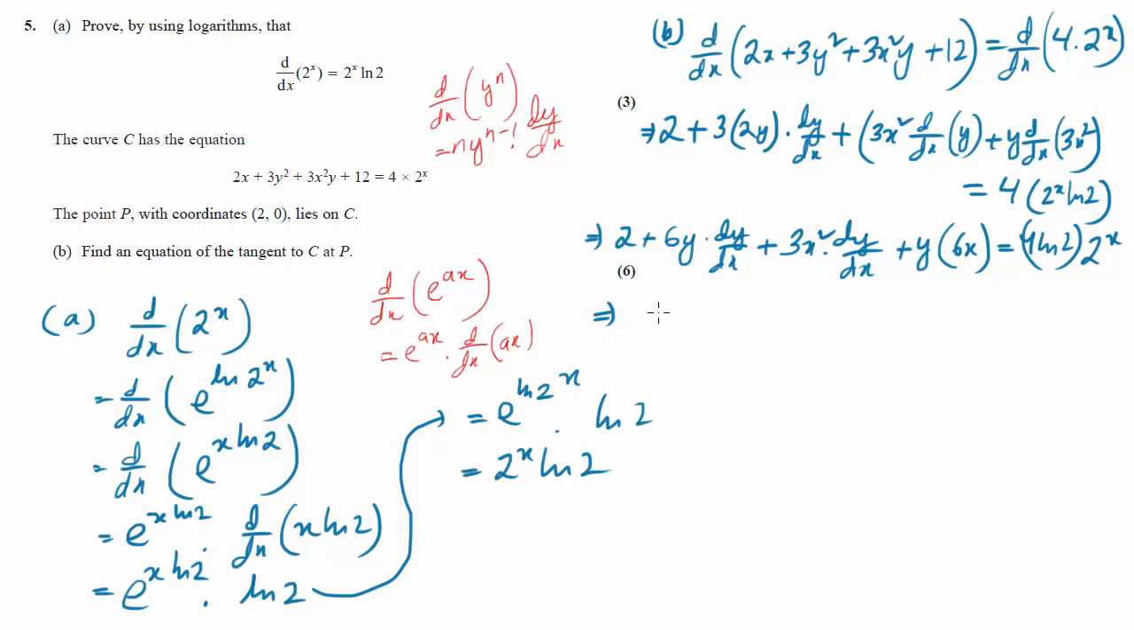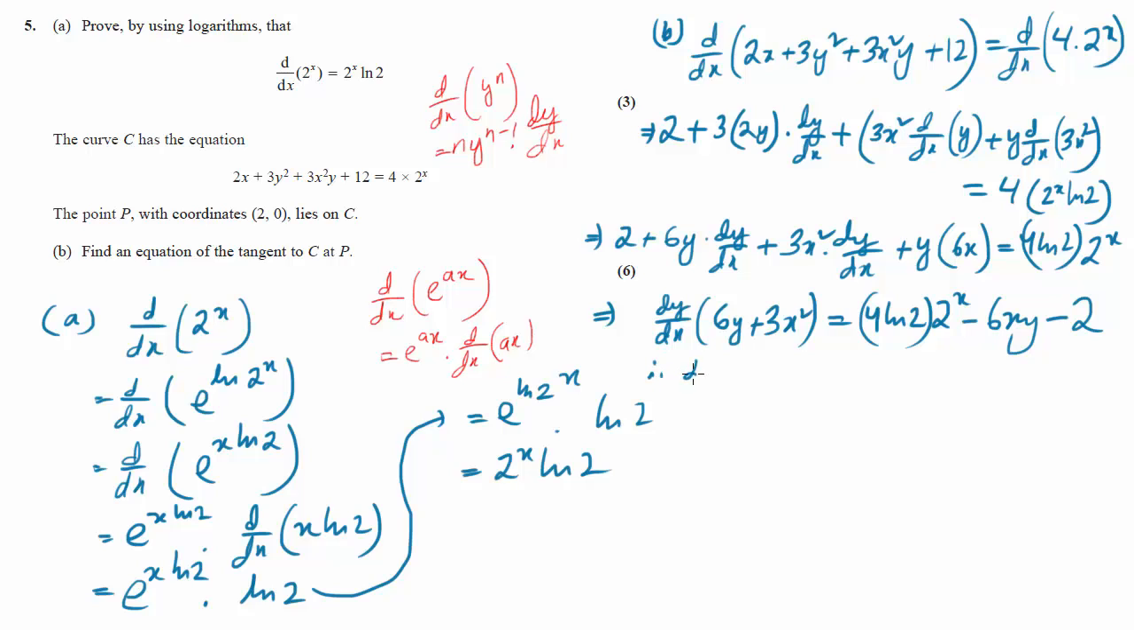So what we can do is bring dy by dx on one side. So dy by dx is going to be 6y plus 3x squared if we take it common, and let's send everything to the other side. It is going to be 4 ln 2 to the power x minus 6xy, I'm sending this to the other side, minus, and this 2 to the other side, minus 2. Therefore dy by dx is going to be 4 ln 2 to the power x minus 6xy minus 2 divided by 6y plus 3x squared. So now we have an expression for dy by dx.